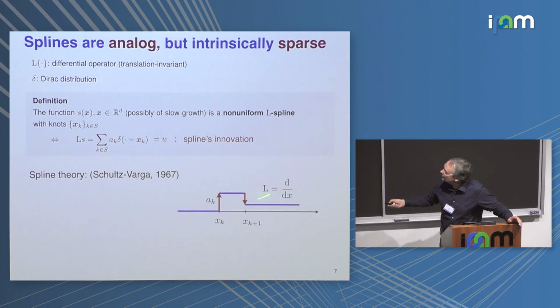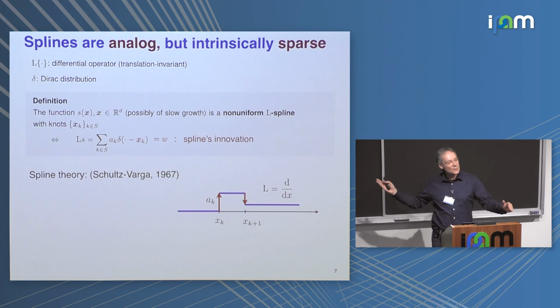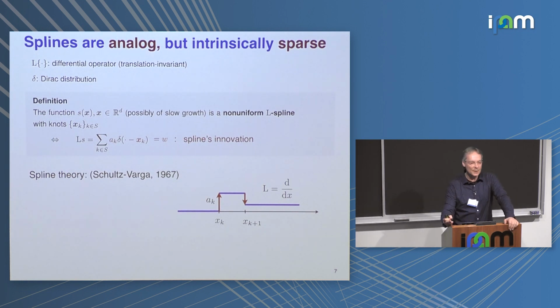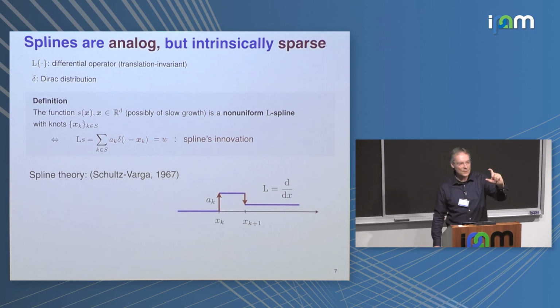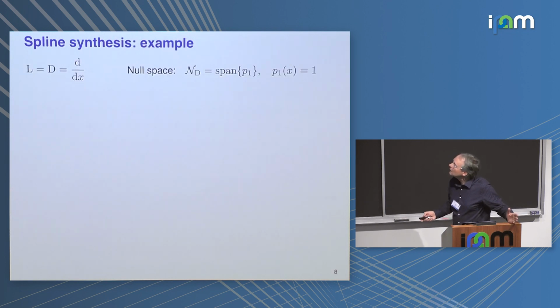And maybe to make it concrete, think of a piecewise constant function. Now I'm saying this is a D-spline, like derivative. Let's apply the derivative in the sense of distribution to this. And of course, you'll get a Dirac impulse exactly at the location of the discontinuities, and the height of the Dirac is exactly the height of the jump. Okay, so this defines splines.